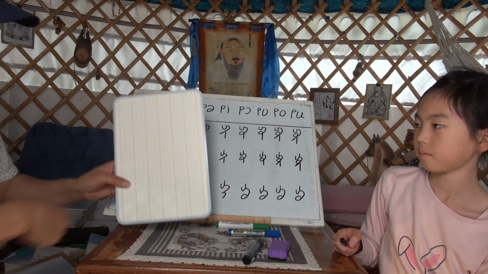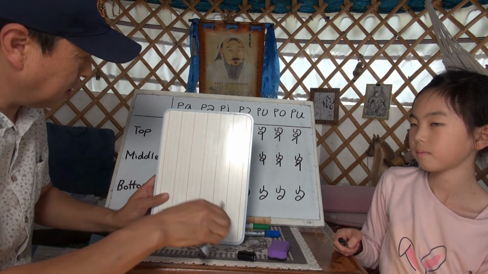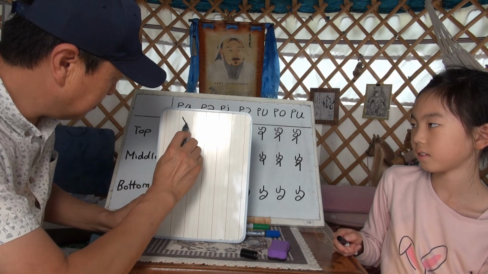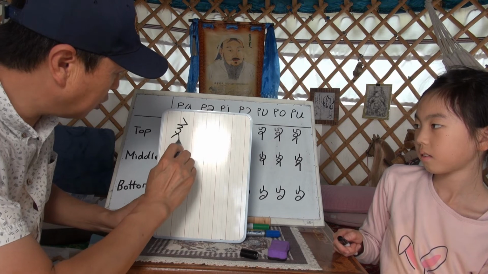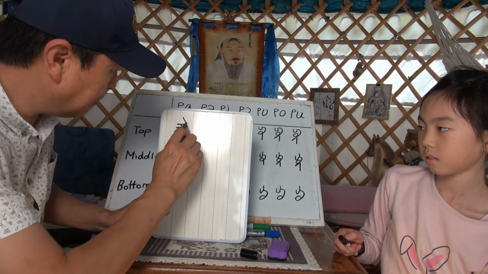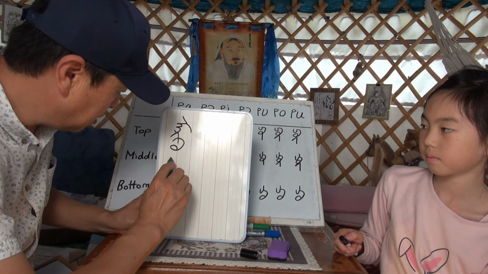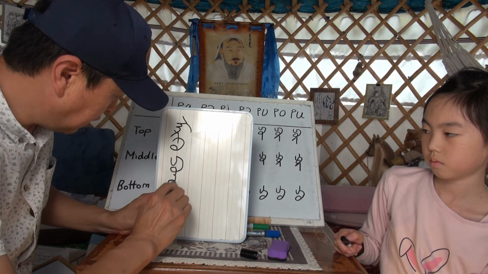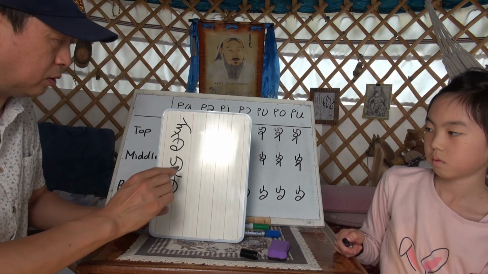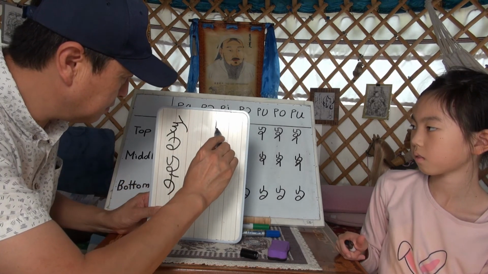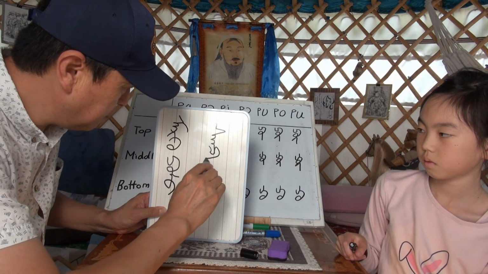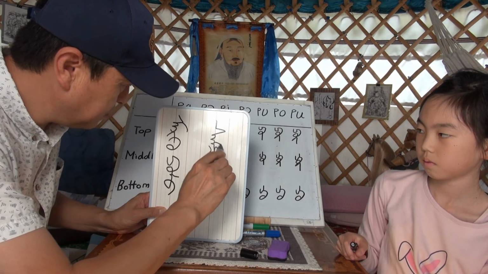Let Daddy write here. One is for the famous Marco Polo. We haven't learned the Ko yet. Po and then Lo. Polo. And then Sa, M. Sampil.